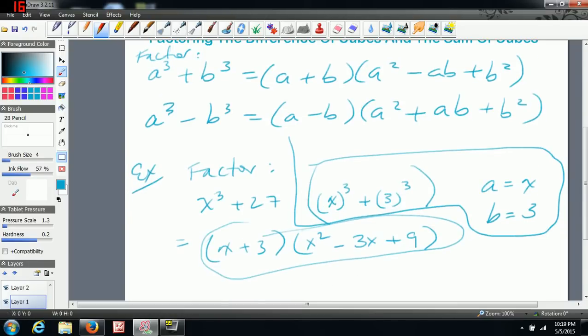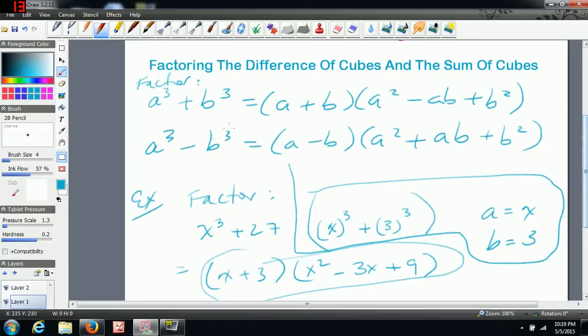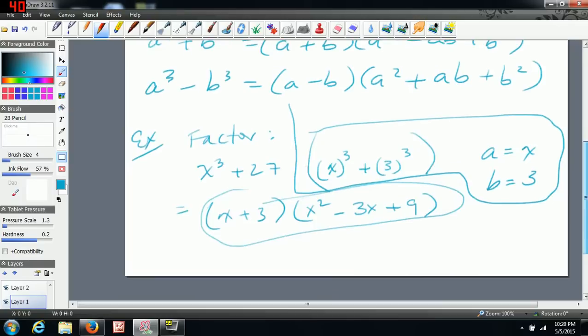The way you can remember these rules is that if you have a plus in the middle, the first part is a plus b, and then the second sign is the opposite, so it's negative, and the rest is plus. And when it's a minus, the first part's minus, and then the other parts are positive, so that you don't mix the two up. Okay, so let's try a few more examples.